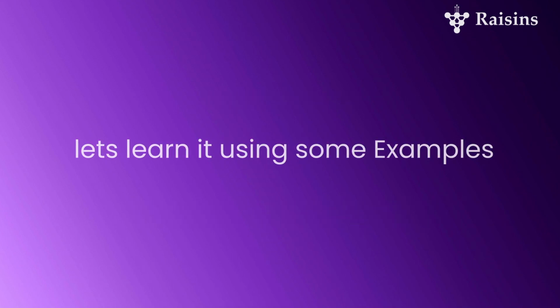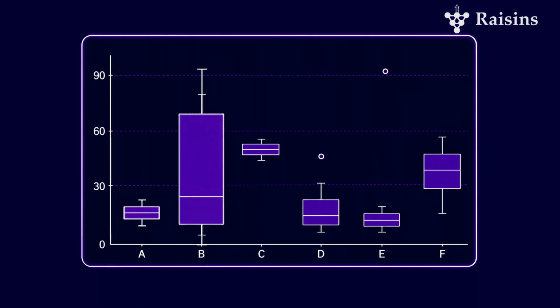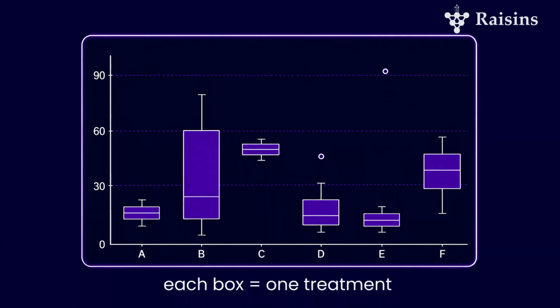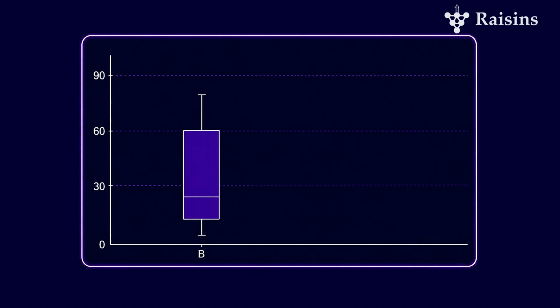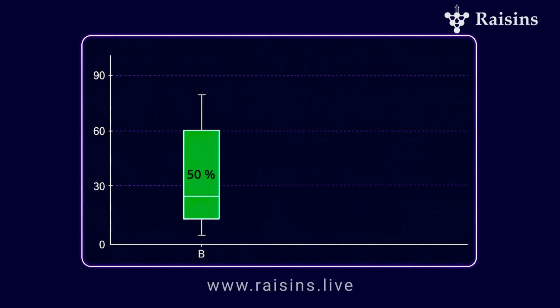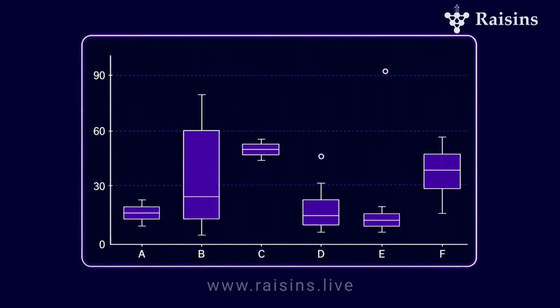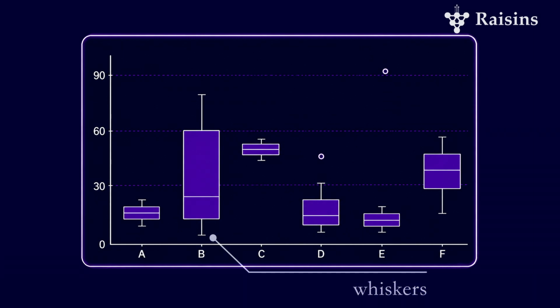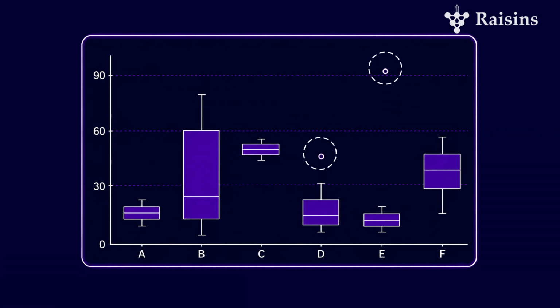Let's learn it using some examples. Here, each box represents one treatment. Now focus on one box at a time. The line inside the box is the median, the middle value of the data. The bottom and top of the box show the 25th and the 75th percentiles, that is, quartile 1 and quartile 3. This means the box contains the middle 50% of the data. You can see the extended lines, the whiskers, and the separate points, the outliers, in the graph.